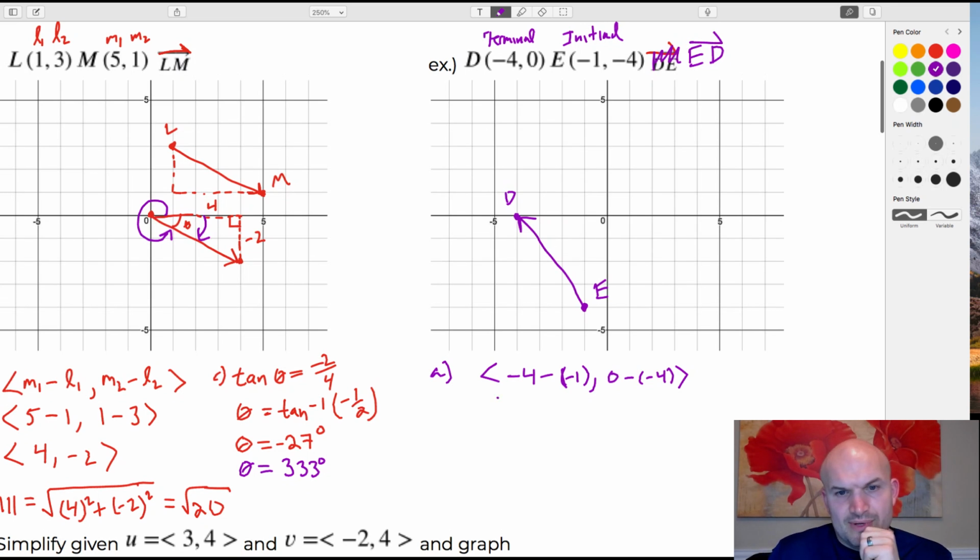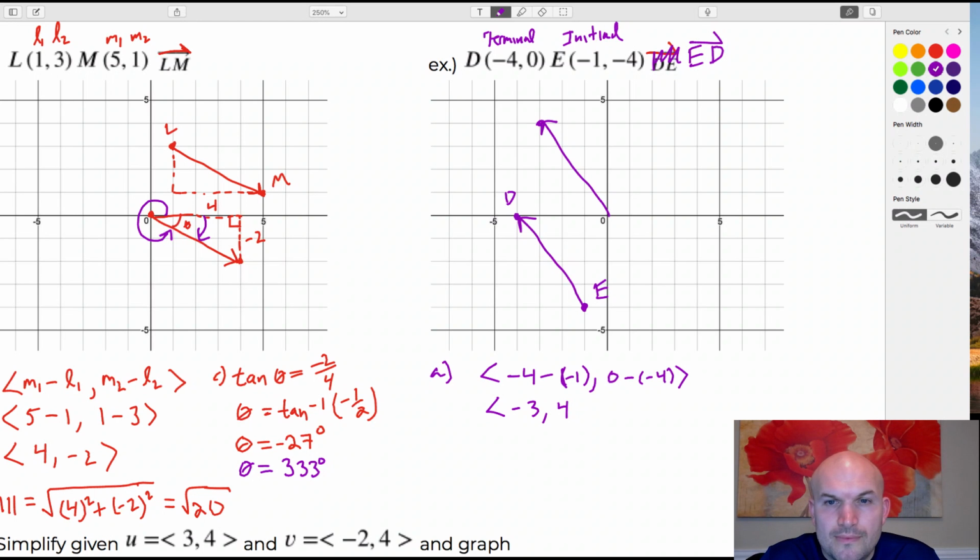Okay, so now we get -3, 4. To graph that, I go -3, 1, 2, 3, and then up 4, 1, 2, 3, 4. So there's your E, and there's your D. Now that is my vector sketched in component form. Forgot to put that X there.